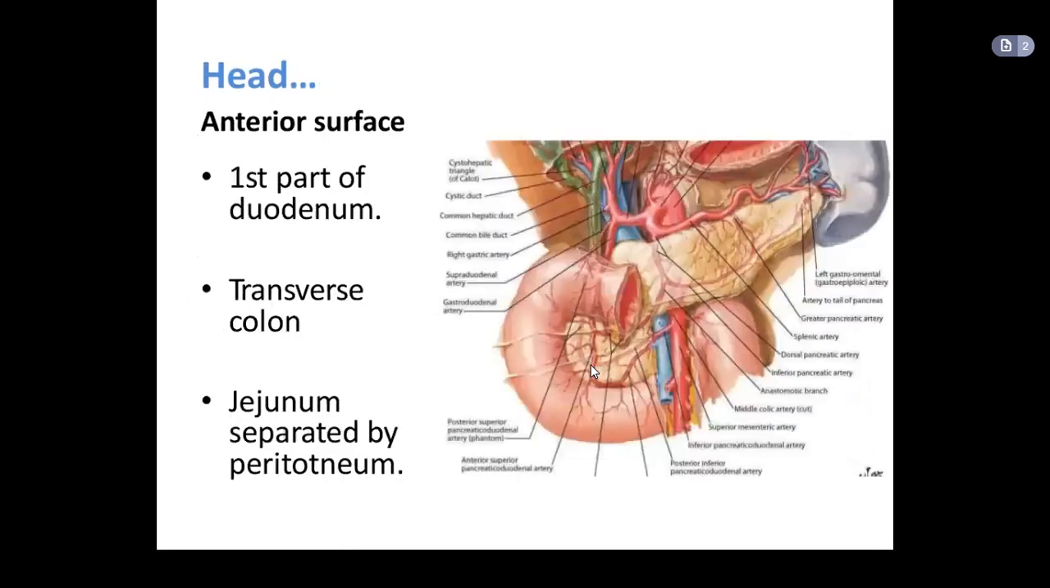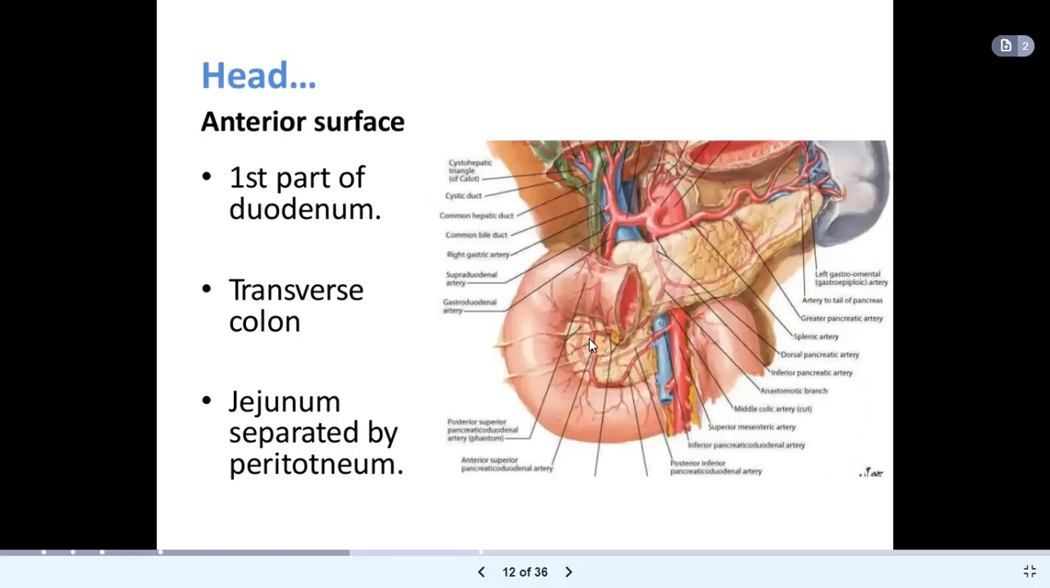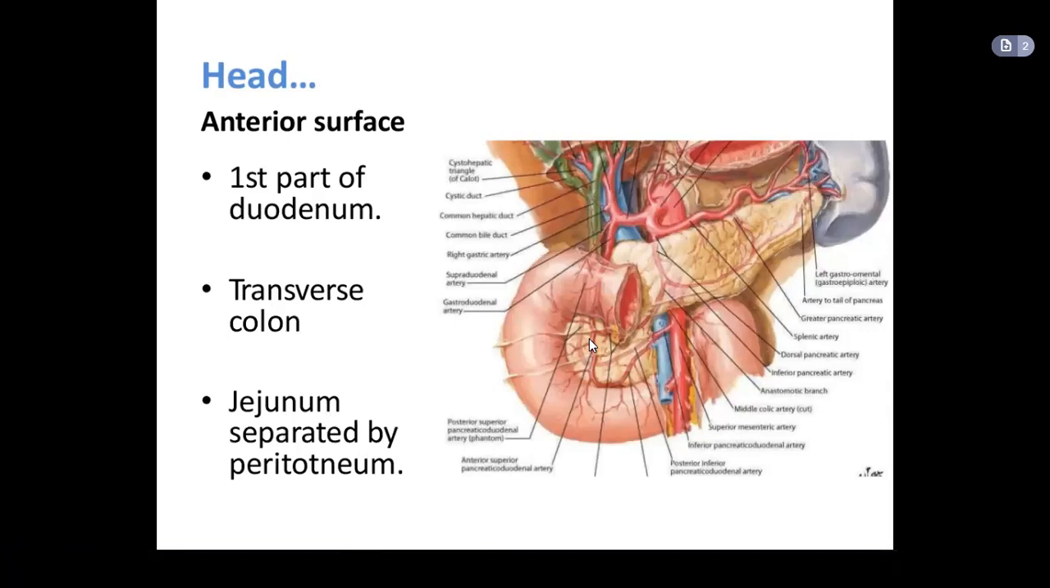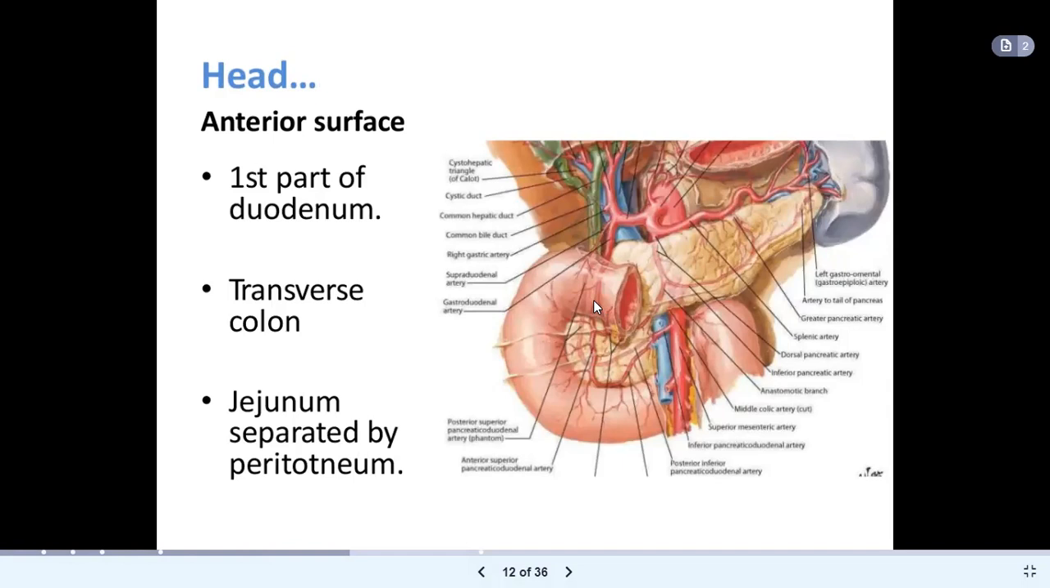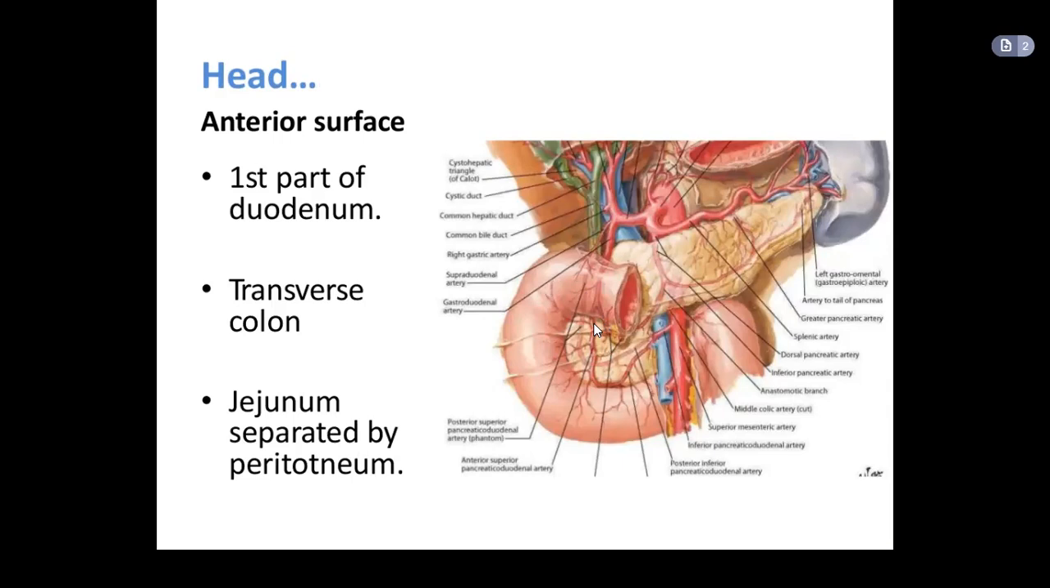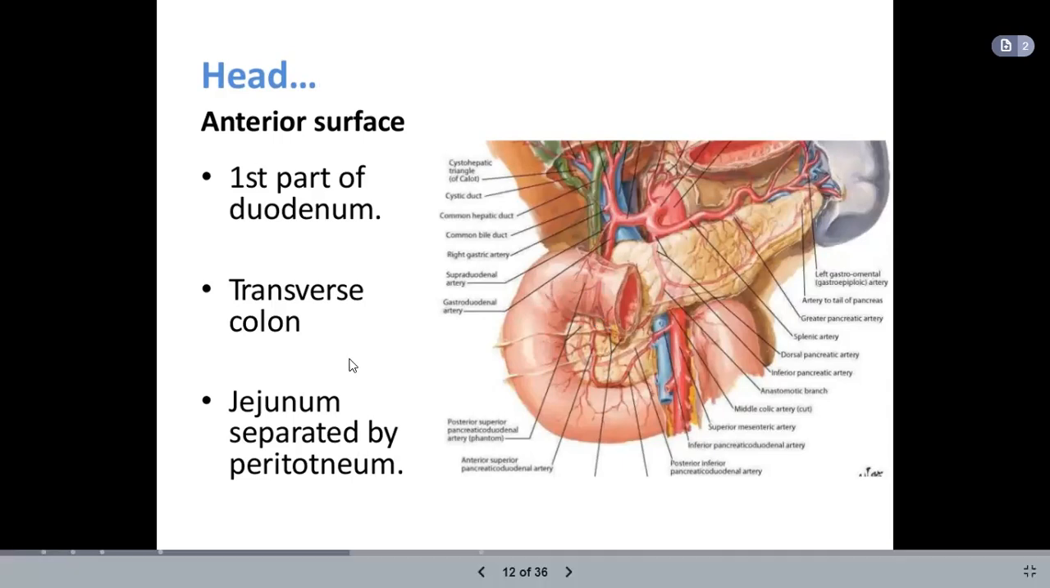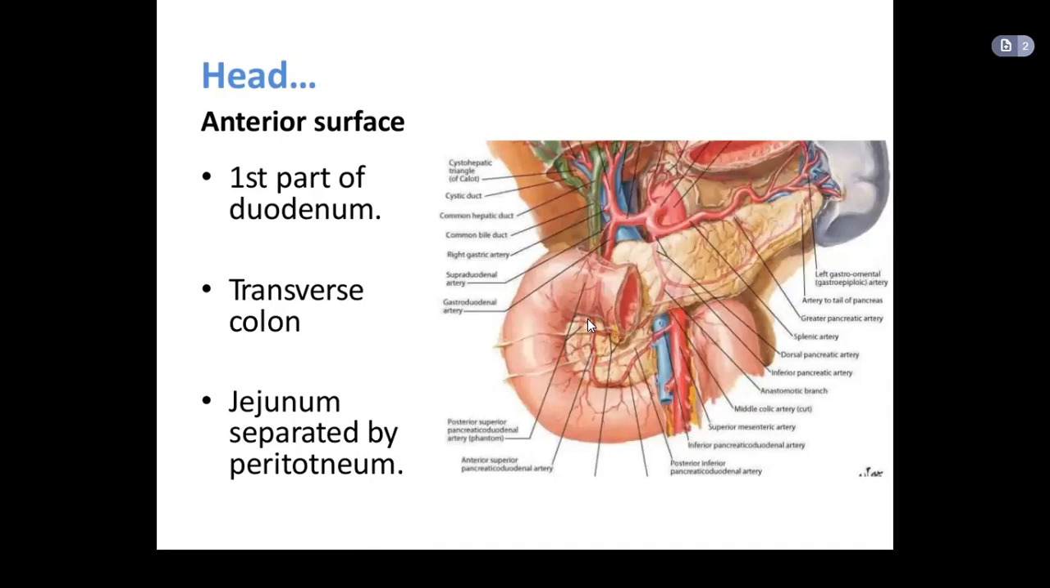Coming to the relations of the anterior surface of the head of the pancreas. The anterior surface is directed forwards and laterally. From above downwards, the head is related to the first part of the duodenum, then the transverse colon, and coils of jejunum below the transverse colon. So these are the relations of the anterior surface of the head of the pancreas.